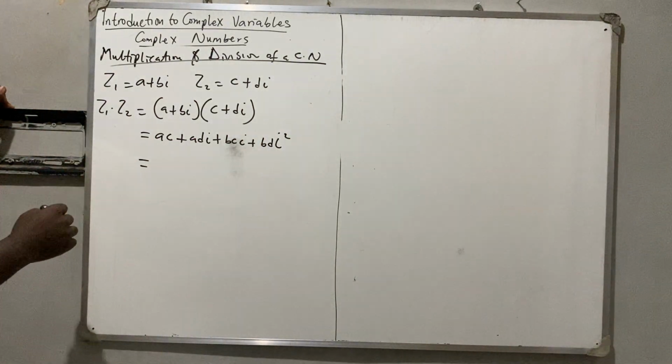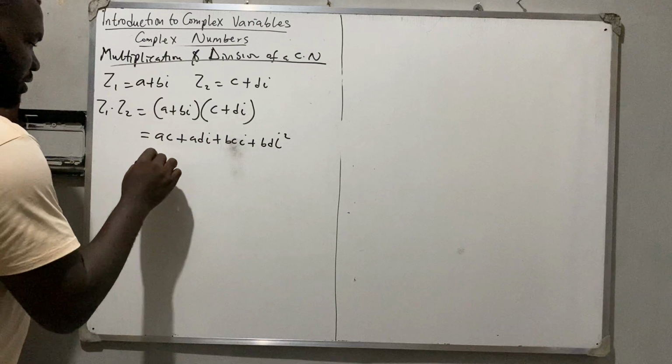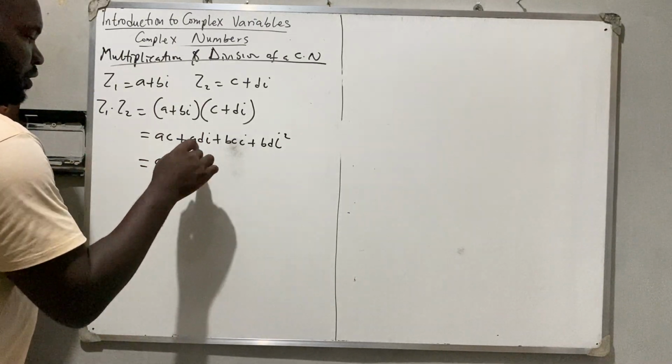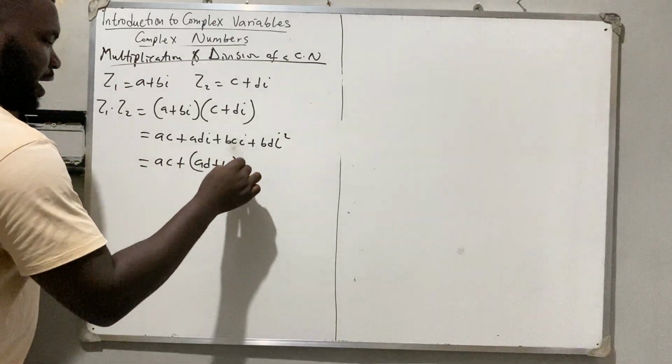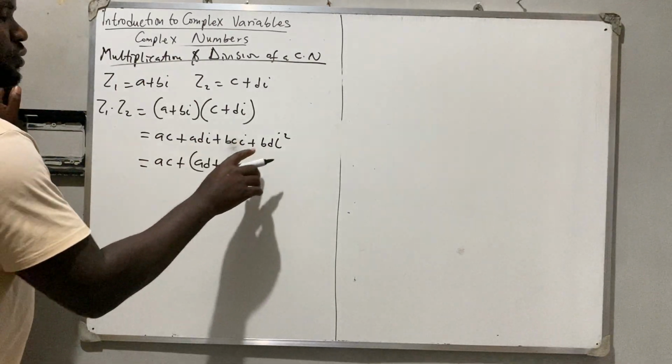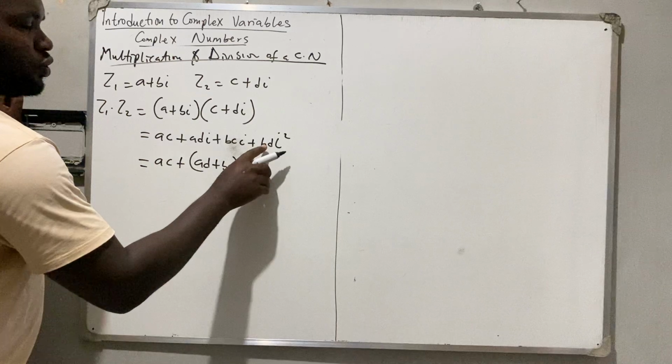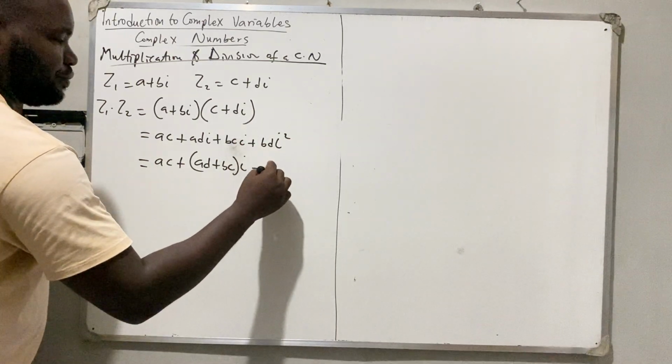So now, once you are done, you're going to have AC plus AD plus BC. They both have i in common, so I'll add the like terms. Remember that i squared is minus 1, so BD times minus 1 will give you minus BD.